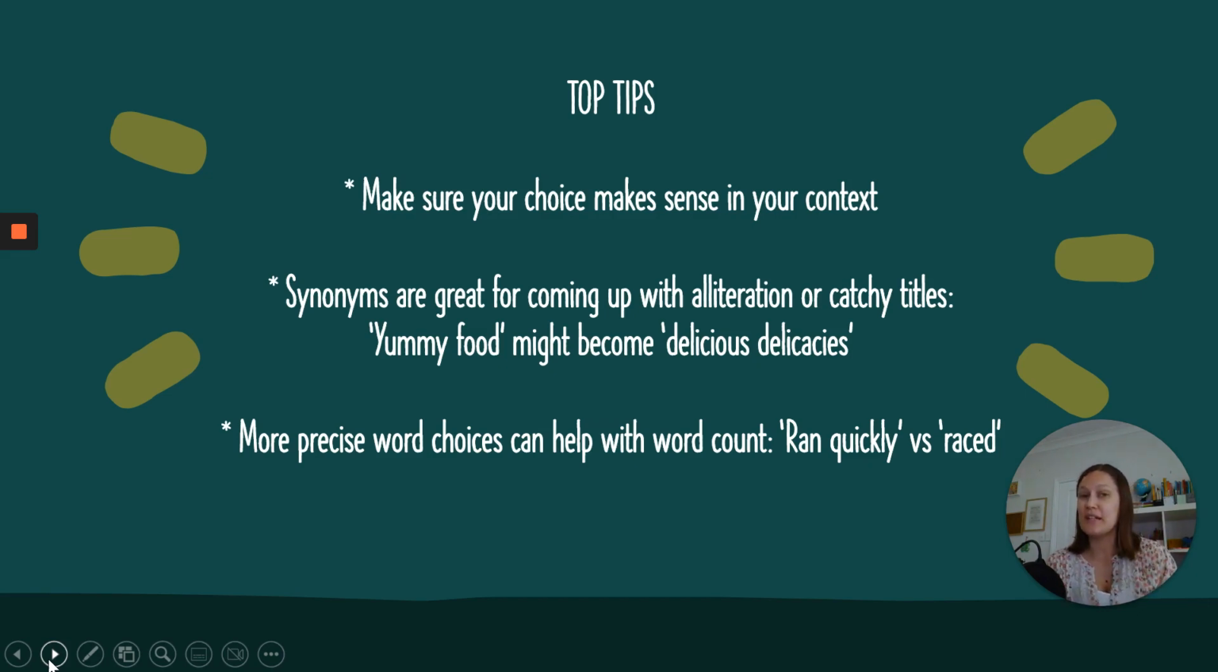Number two, synonyms are great for coming up with alliteration, which is where two or more words start with the same letter, or coming up with catchy titles. For example, yummy food might become delicious delicacies if I looked up food and found the word delicacy. And then more precise word choices. So instead of saying running quickly or ran quickly, I could say raced. These can help bring the word count down as well. So choosing some precise words and using the thesaurus to help you find good synonyms can help you with that as well.